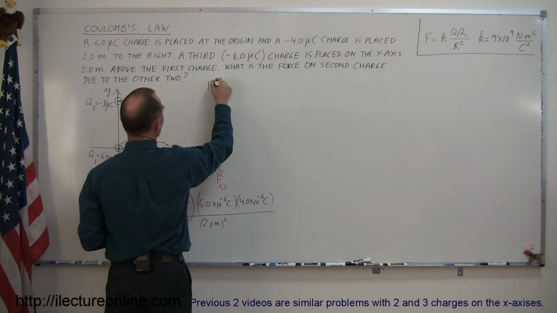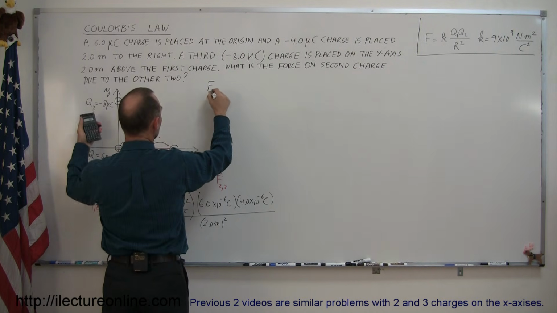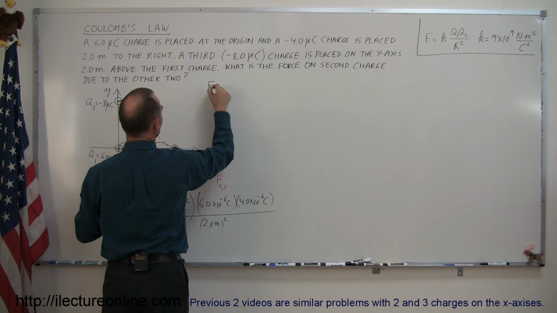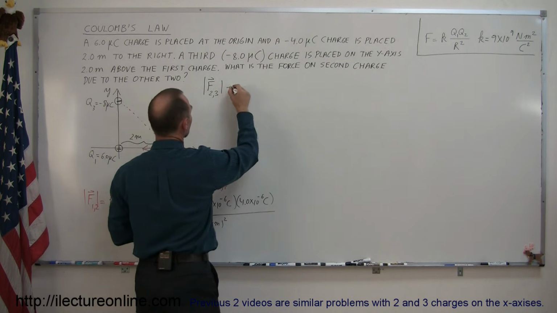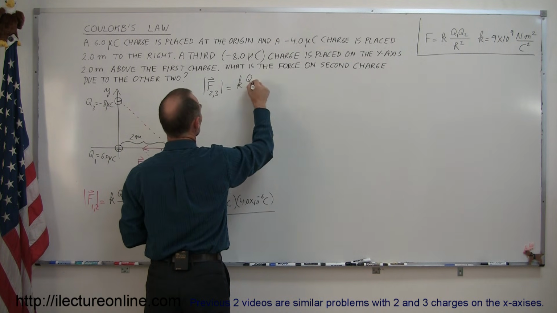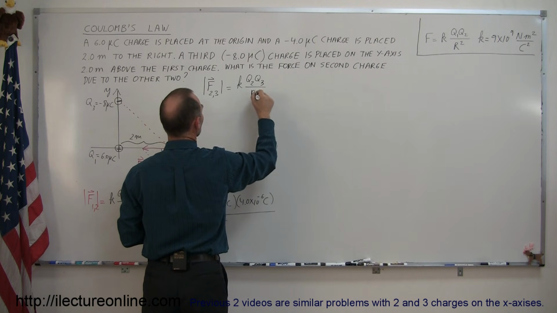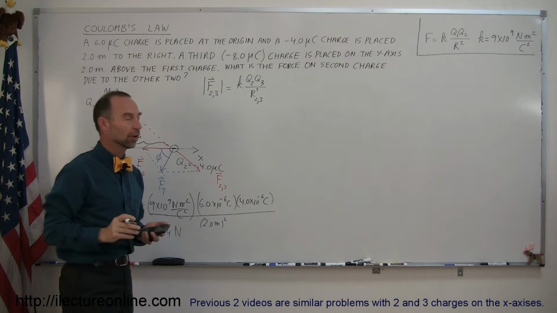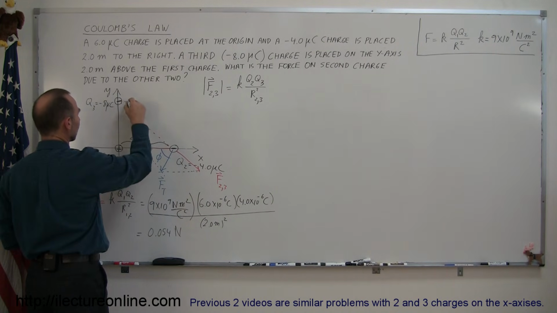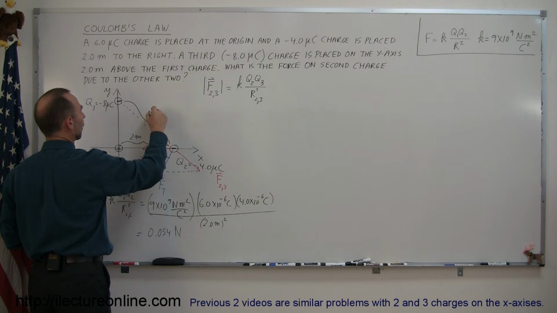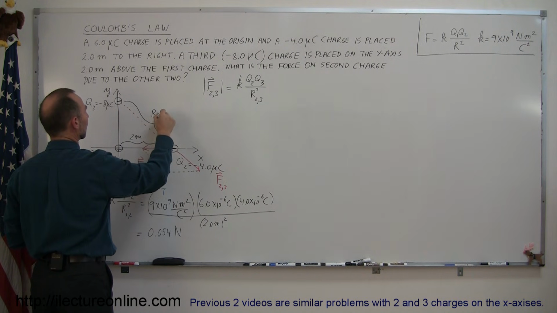So we can say that F between 2 and 3, and again, I indicate that it's the magnitude that we're looking for, is equal to K times Q2 times Q3 divided by the distance between them squared. So again, I will indicate that the distance between them squared is R subscript 2,3. Now, what is this distance? This is R2,3. What is this equal to?